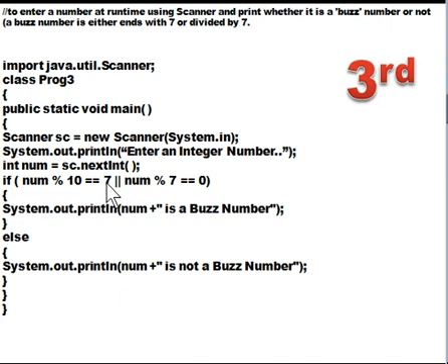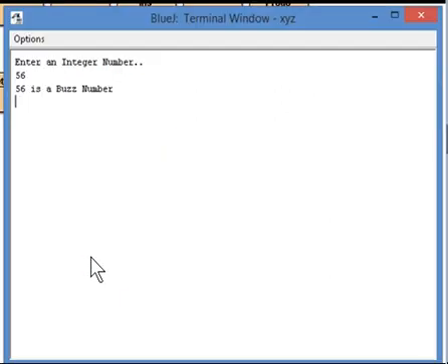How to check whether it is ending with 7? By dividing by 10 and checking the remainder. If the remainder is 7, that means the last digit is 7. So this is what is done in this program. Let us check the output of this program now. If you see the terminal window, the user is asked to enter an integer value, and the user has entered 56. So according to the condition, 56 is a buzz number, and we get the output.